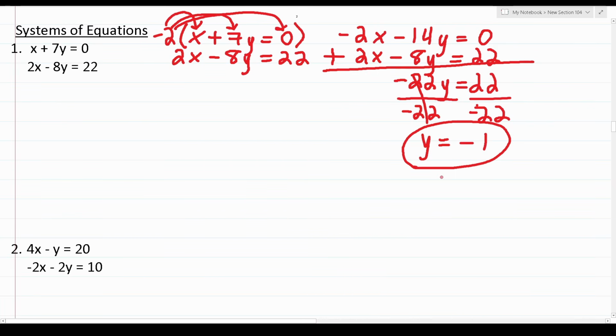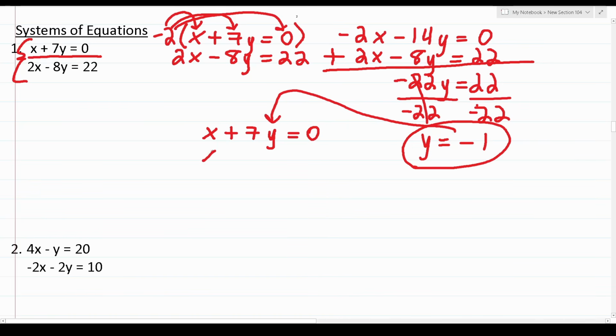Now, according to the elimination method, once you find the value of one of the variables, you plug that into either of the two original equations, which will enable you to quickly solve for the other variable. So here are our two original equations. And as it happens, I'm going to plug in negative 1 into this top equation. So the top equation was x plus 7y equals 0. We now know that y is negative 1, so let's take negative 1 and plug it in right there. This becomes x plus 7 times negative 1 equals 0.